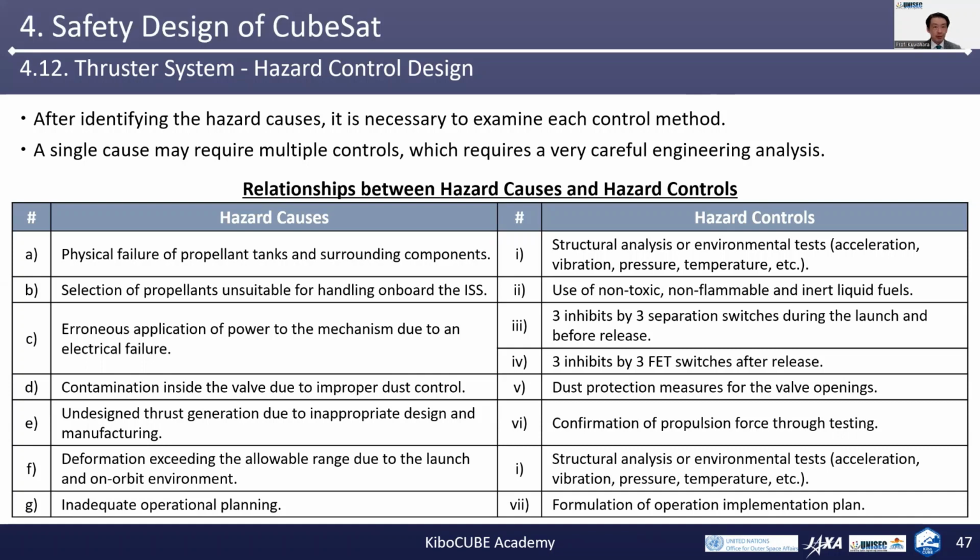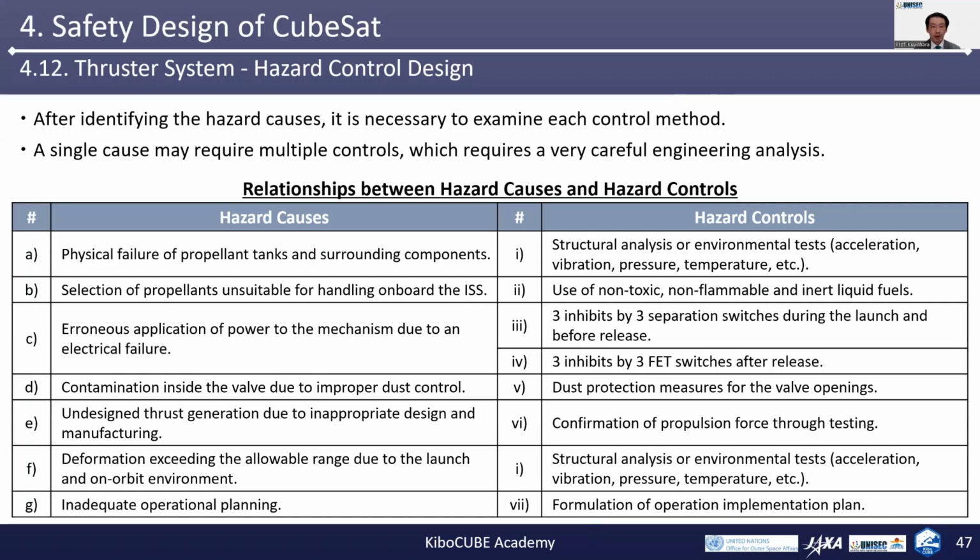The control for the first hazard cause, the physical failure of propellant tanks and surrounding components, can be a structural analysis or environmental tests against acceleration, vibration, pressure, temperature, etc. The control for the selection of propellants unsuitable for handling on board the ISS can be use of non-toxic, non-flammable, and inert liquid fuel, as an example.